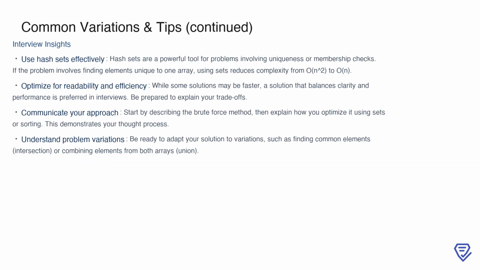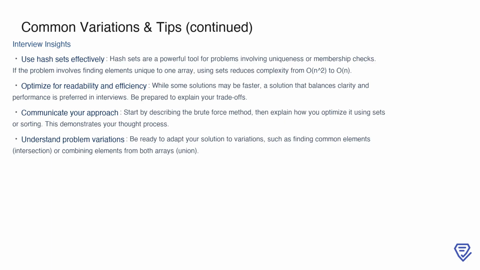Now, let's talk about how to approach this problem effectively, especially in an interview setting. Hash sets are incredibly useful here, as they allow you to perform operations like membership checks or finding unique elements with a time complexity of O(n). For instance, if you're tasked with identifying elements unique to one array, using sets can significantly reduce complexity compared to nested loops. Beyond efficiency, interviewers value solutions that balance readability with performance.